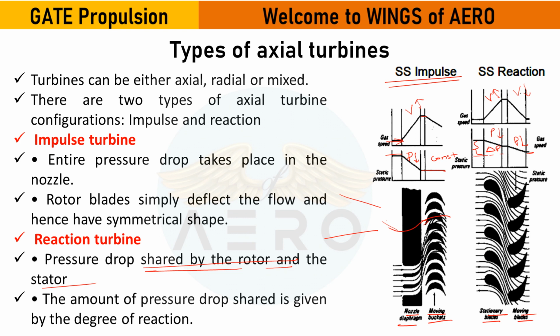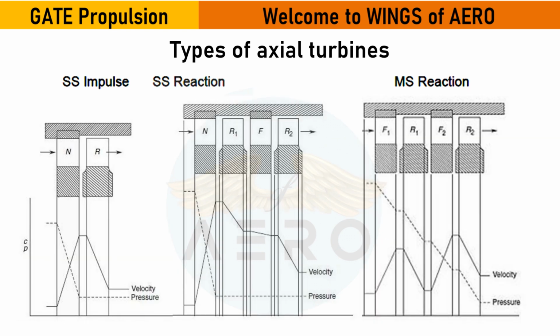So there can be a question: which among the following schematic figures represents the reaction turbine? They will give so many things, right? So you have to choose or fix the correct one.